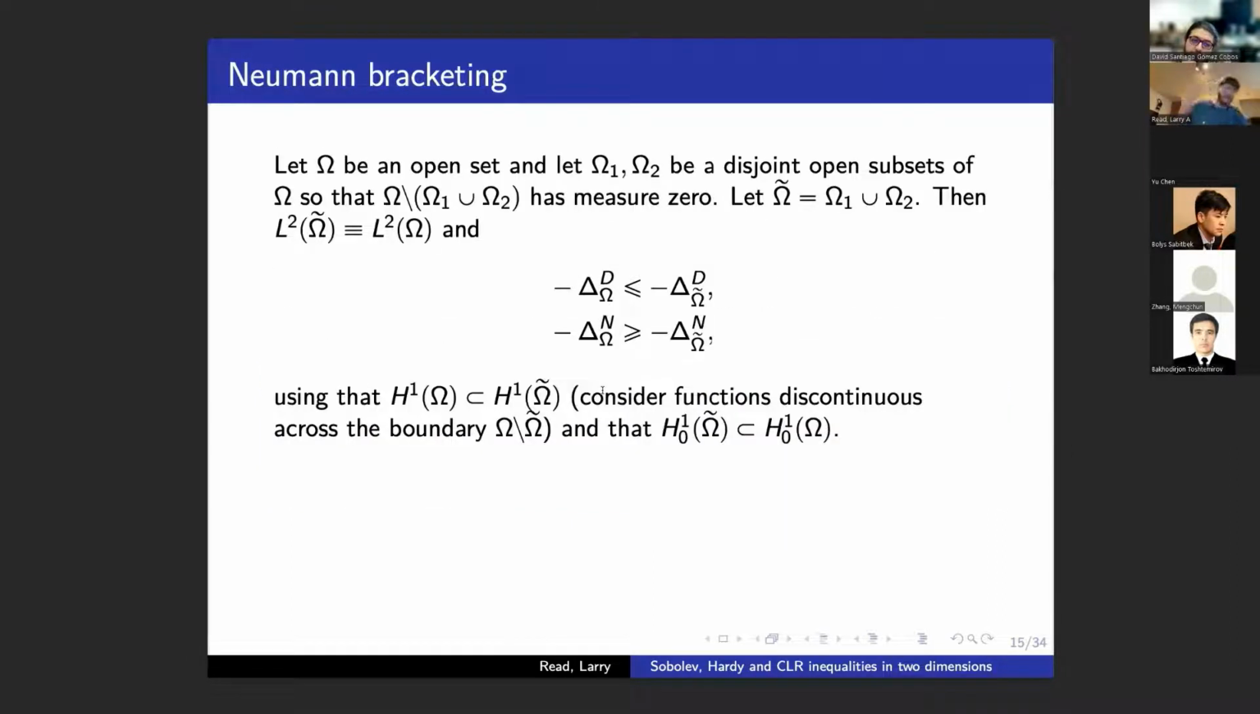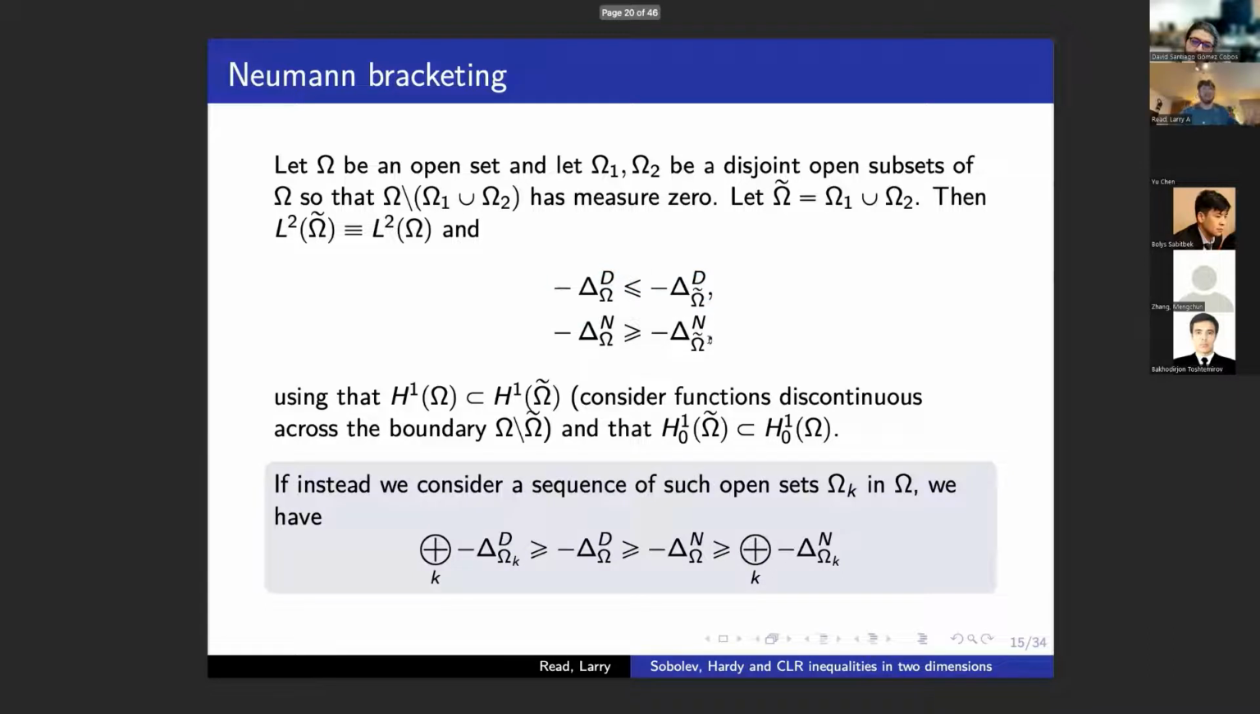So again, we're going to need one more idea that's very closely related to the variational principle. If you consider some open set omega, and you consider 2 disjoint sets, omega 1 and omega 2, such that the complement of their union in omega is of measure 0, then the L2 space on the union is naturally isomorphic to the L2 space on all of omega.